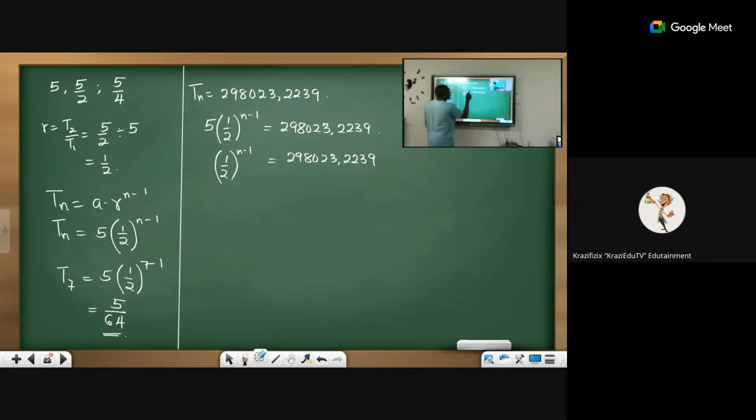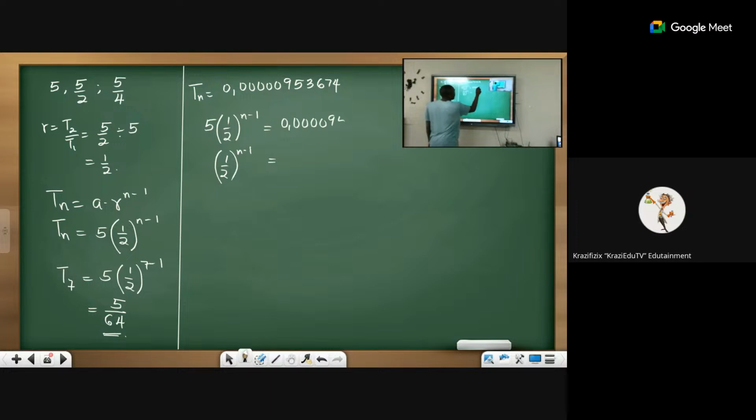Okay, give me that value again. It's how many zeros? 5 zeros? Then 95367. So 0, comma, 0000953. What do we do? We can divide that by 5, right? So if you divide, what do you have? Divide that by 5. 0, 5 zeros, then 190,734.